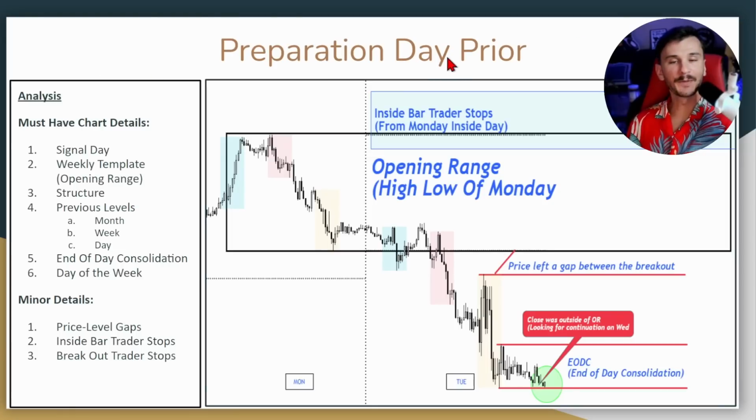So this is all the things that I do on the day prior to prepare my analysis. These are the details, the must-haves on the chart. They're not very difficult to identify. You could easily do 5 to 10 pairs in maybe 20 to 30 minutes, and it's not going to be very strenuous at all. I'm going to look for signal days.